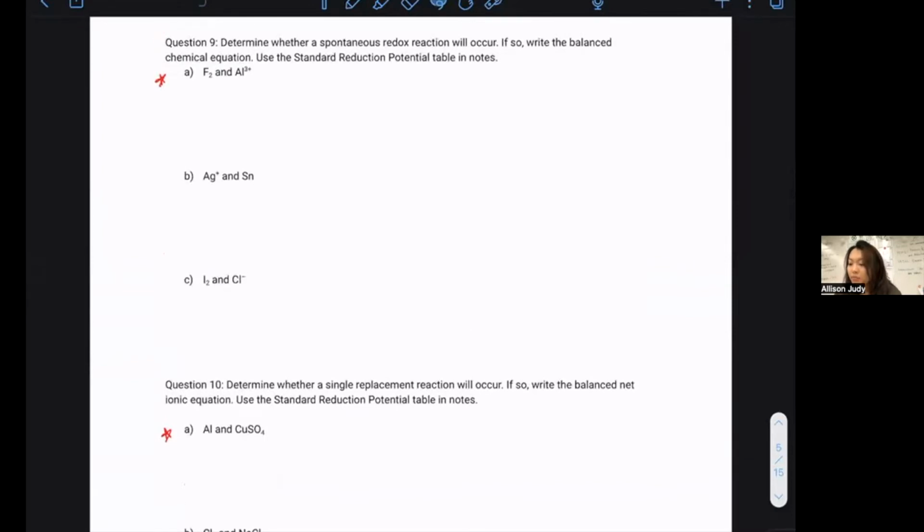So go ahead and look in the description if you want to feel pretty good about how to read standard reduction potentials. You're welcome to skip over this part and I'll put the timestamp for when the AP problem starts in the description.